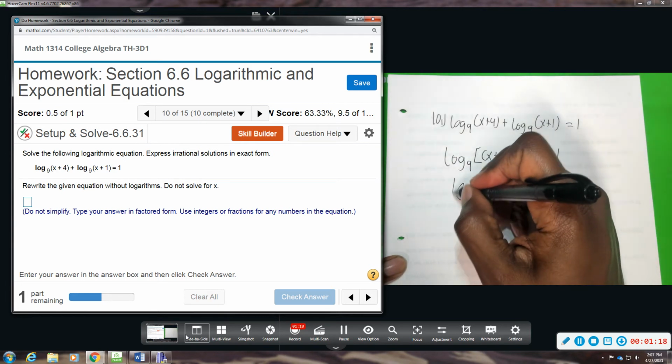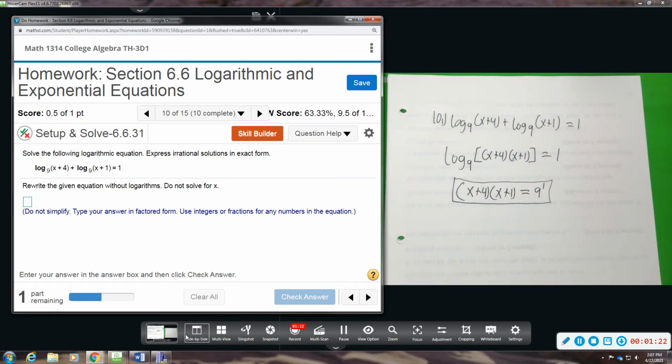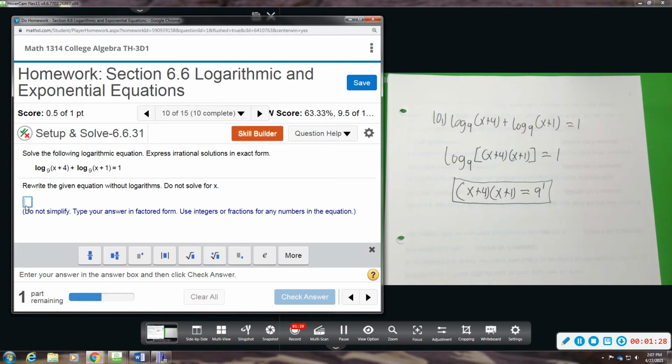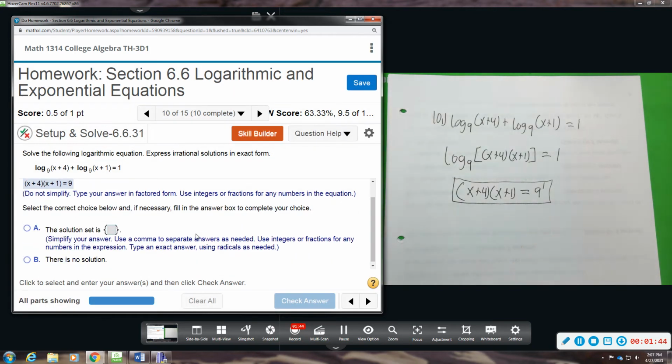So this is part 1. We just want to rewrite it without exponents, and we'll just write 9. 9 to the first power is just 9. Anything with an exponent of 1 is itself. So we'll write x plus 4 and then x plus 1 equals just 9. So that's part 1. Write it without exponents. All right, now part 2, we actually are going to solve.